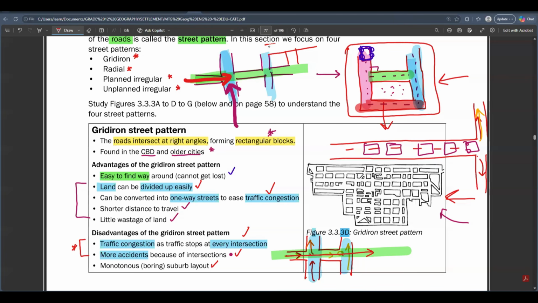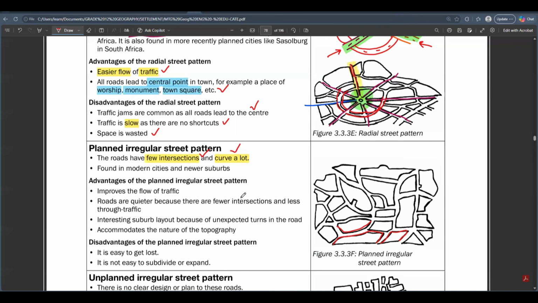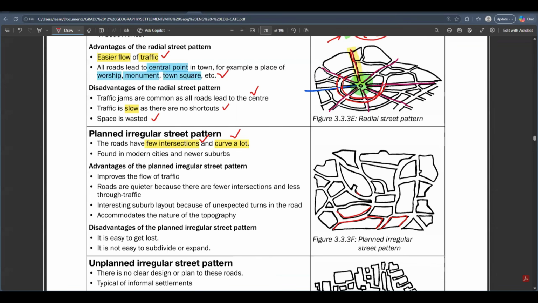But now in this planned irregular straight pattern, there are fewer intersections. The roads don't meet each other quickly, not that often. But the roads are curving a lot. They've got different curves. See that this street is not a straight road, it's a curved road. The road has got multiple curves. So this one is found in modern cities and newer suburbs. The planned irregular one is the one that we're most commonly affiliated with, all right?